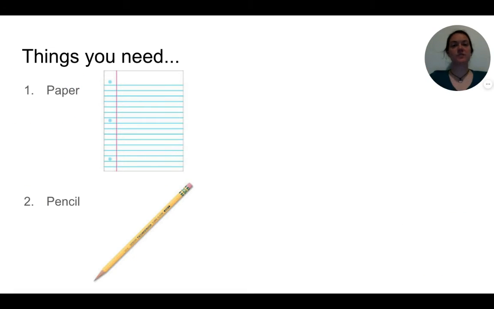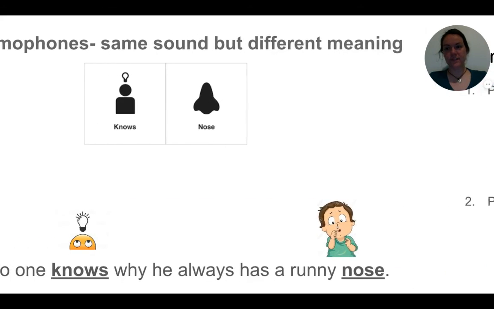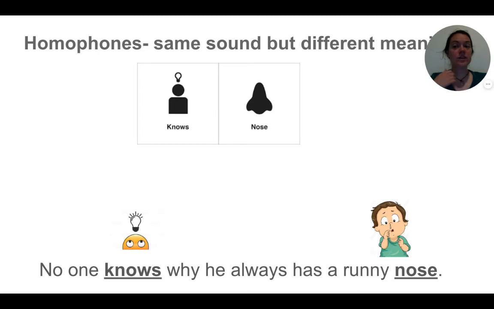All right, so now we're going to switch one last time. I need you to either pause me, go grab a piece of paper and a pencil, and we're going to write some sentences. So this week, we're going to continue learning about homophones. Remember, a homophone is a word with the same sound but a different meaning. So if you hear a word like nose and knows, it sounds like the same thing, but they have two different meanings.